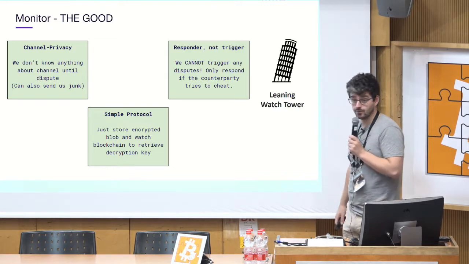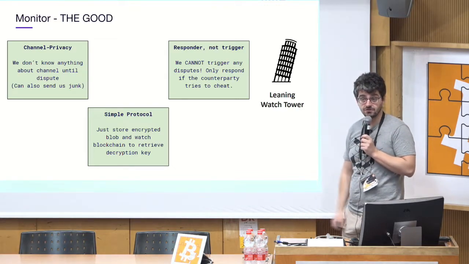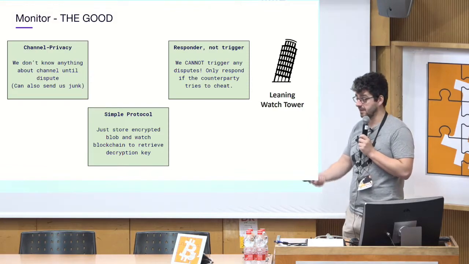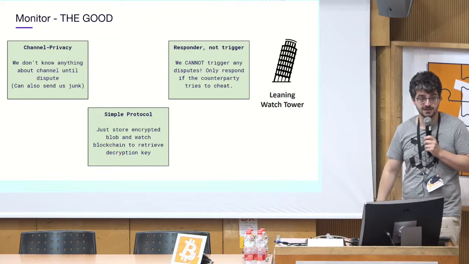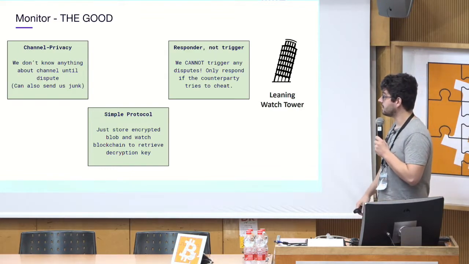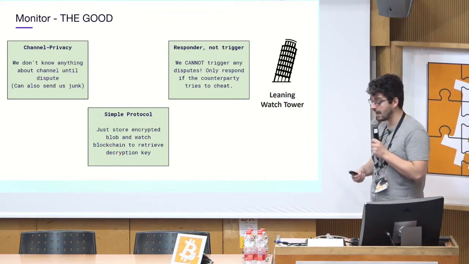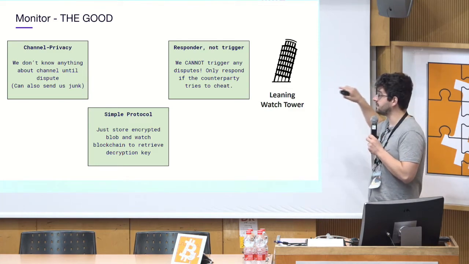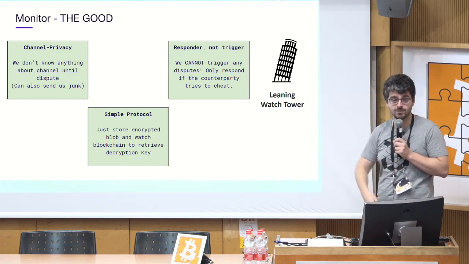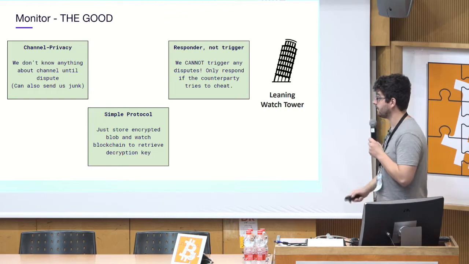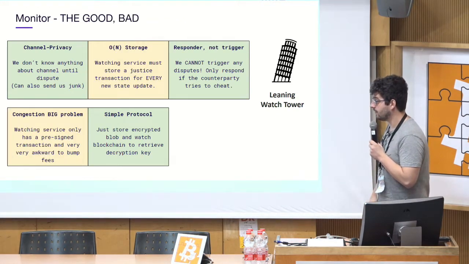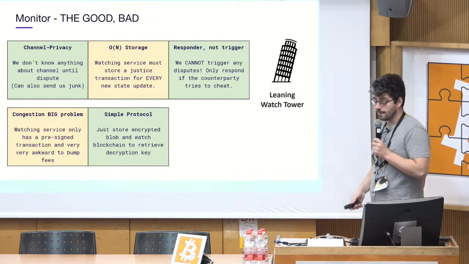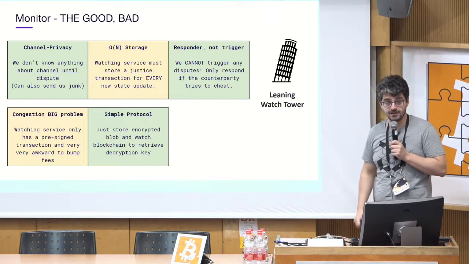It's also a very simple protocol. All we have to do is store encrypted blobs. When we see a relevant transaction, we decrypt it, and we just broadcast the transaction to the network. And what's important to highlight is that a watchtower is a responder and doesn't trigger disputes. All we can do is respond and not trigger disputes. What's the bad? Well, there's a congestion problem. The watching service can only broadcast a pre-signed transaction.